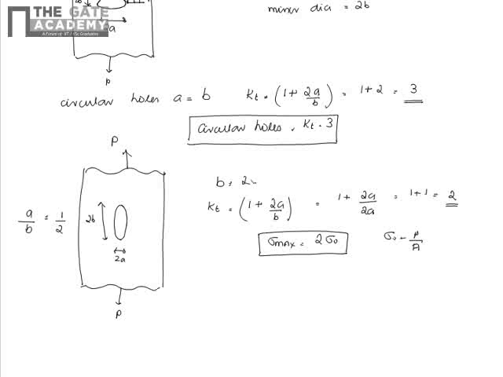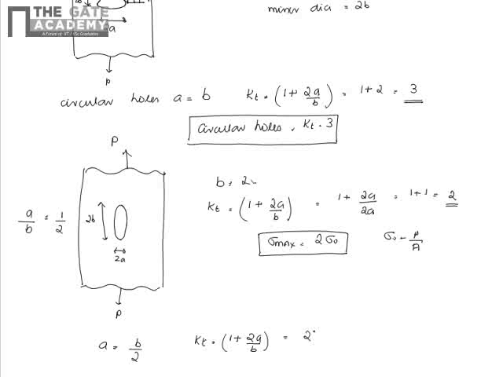Now we will list out different cases. Now if a is equal to b by 2, the stress concentration factor is equal to 1 plus 2a by b.